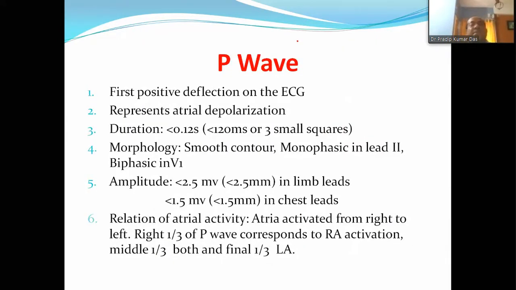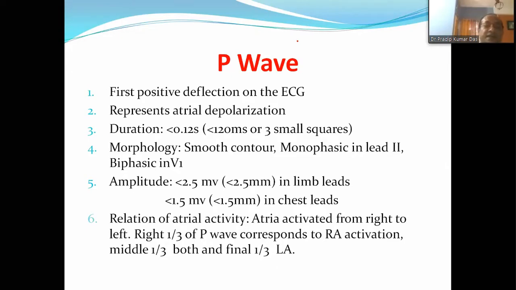So I'm moving toward the details of the waves. P wave. It is the first positive deflection on the ECG. It represents atrial depolarization. Duration is less than 0.12 seconds or 120 milliseconds or 3 small squares. Morphology, it is of smooth contour, monophasic in lead 2, biphasic in V1. This is normal. Amplitude is less than 2.5 millivolt in limb leads and 1.5 millivolt in chest leads.